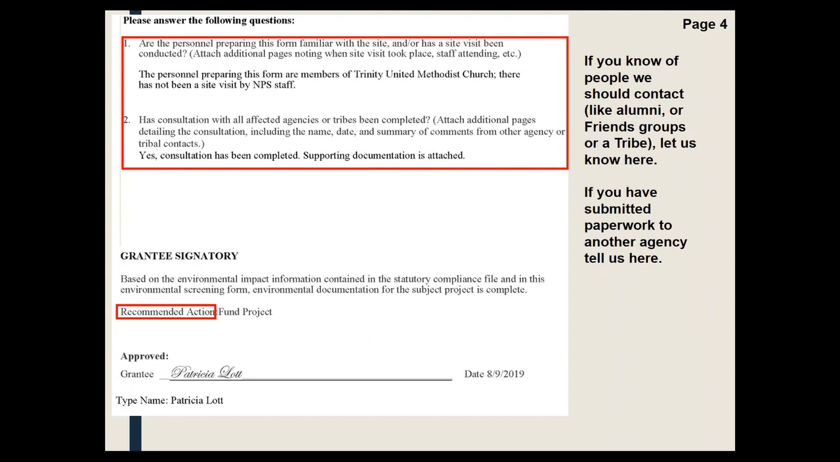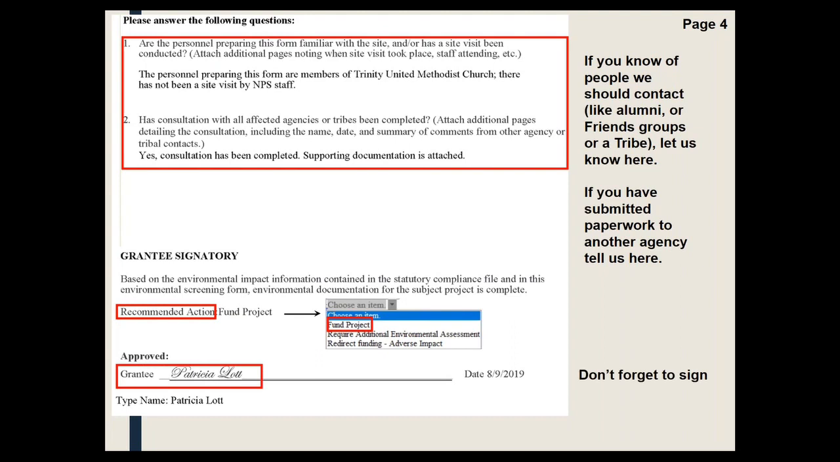After that you have this small box for recommended action. It would be a drop-down menu, and usually you would choose found project unless you want more assessment. And you have to sign, so it could be your real signature or your printed name with a fancy font like in the example here, and signed.